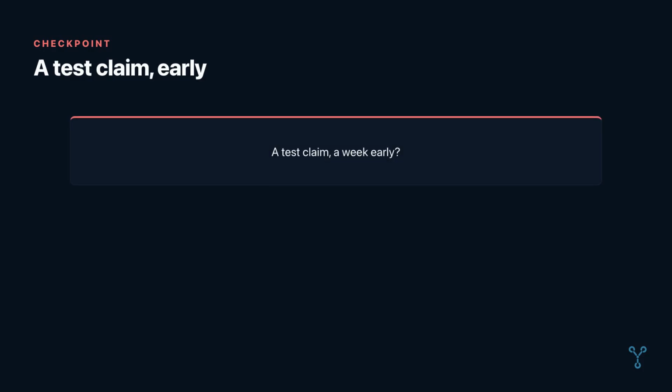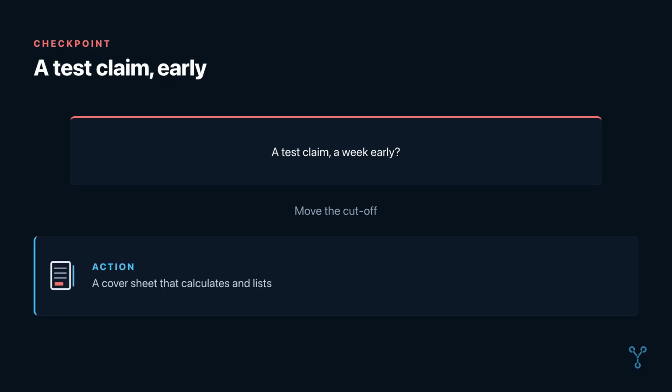Checkpoint: can your team build a test claim 1 week before month end, rather than discovering missing time records at the deadline? If not, move the cutoff and internal review earlier. Your action is to make an invoice cover sheet that calculates the claim, lists every attachment, and identifies the approving person. This single page makes your claims easier to review and faster to correct.